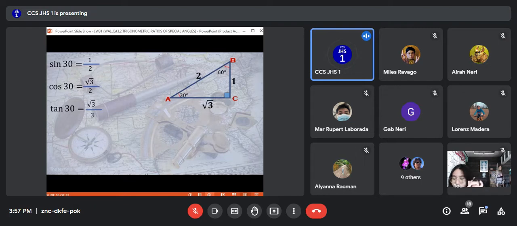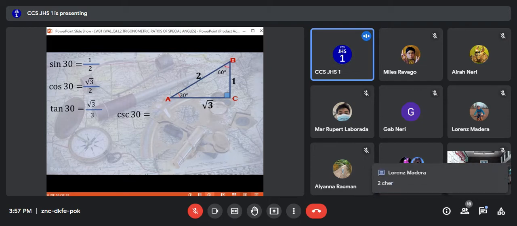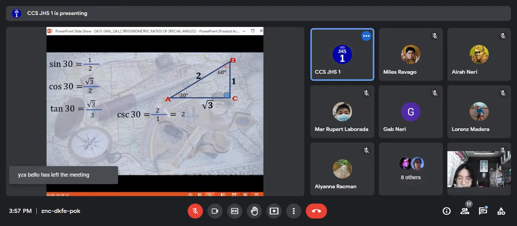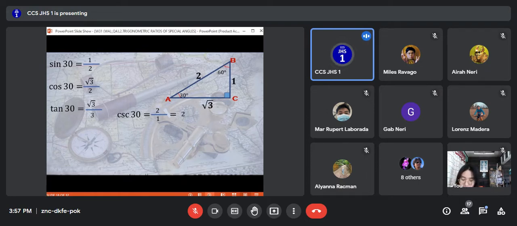Starting with the reciprocal of sine 30, which is cosecant 30. Lawrence, what is cosecant 30? Okay, 2. That's correct. 2 over 1, but you have to give me the simplest form. Now, how do you determine the value of cosecant 30 using your calculator?